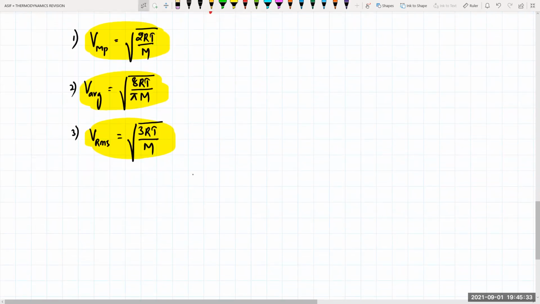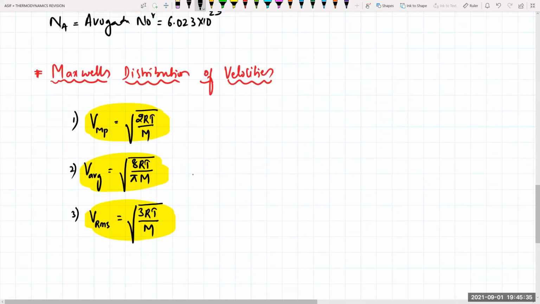If I write the relation between them, I hope everyone remembers it, beta. The most probable velocity is less than V average, and V average is less than V RMS, for a given mass of a gas, provided the temperature remains constant. Okay, now if I draw the graph for this one, this graph is very important for me.